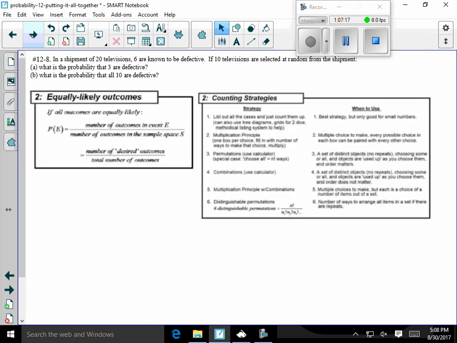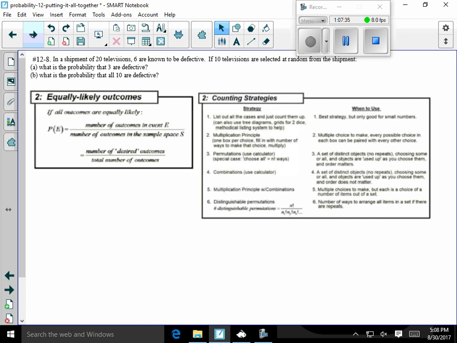And for that one, we just have to count the number of outcomes in the event space that meet this criteria, that 3 are defective or 10 are defective, out of the total number of outcomes in the sample space. So we're going to have some counting strategies.